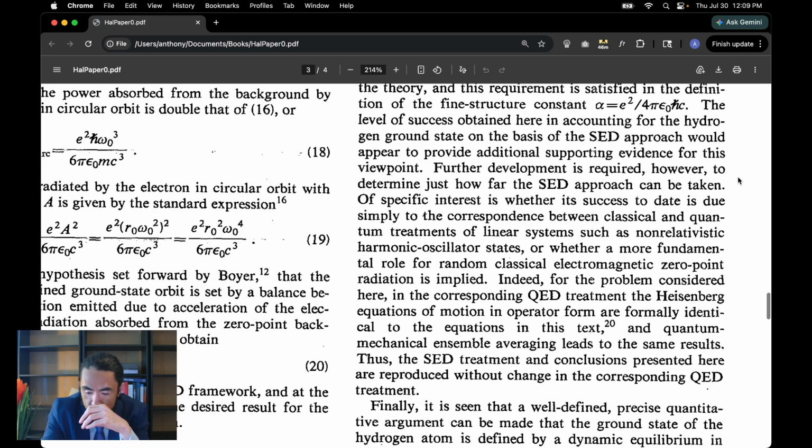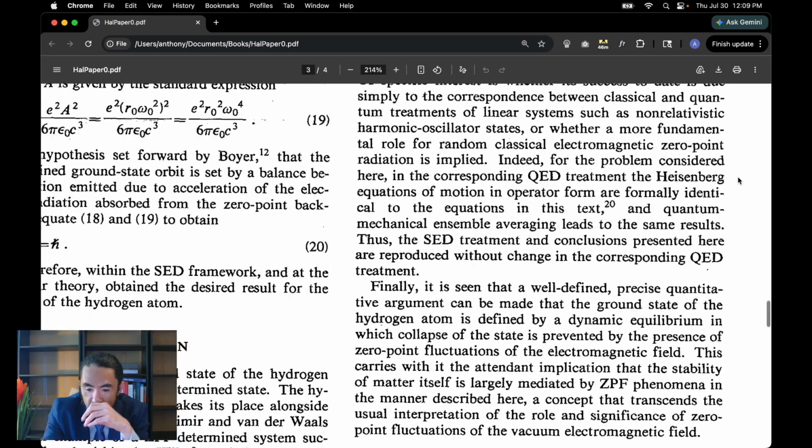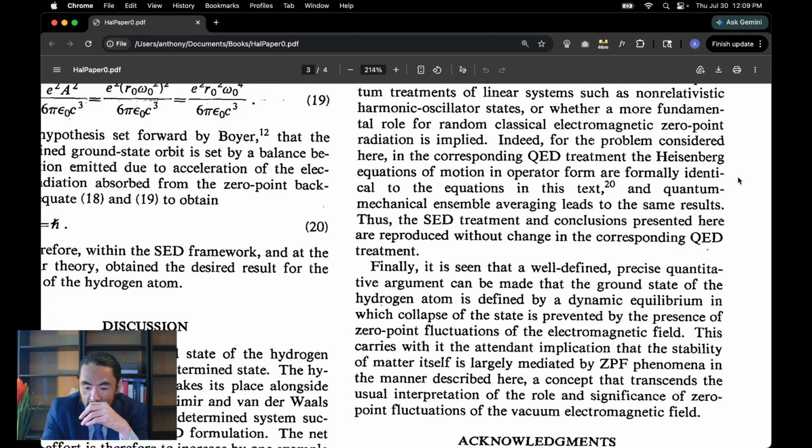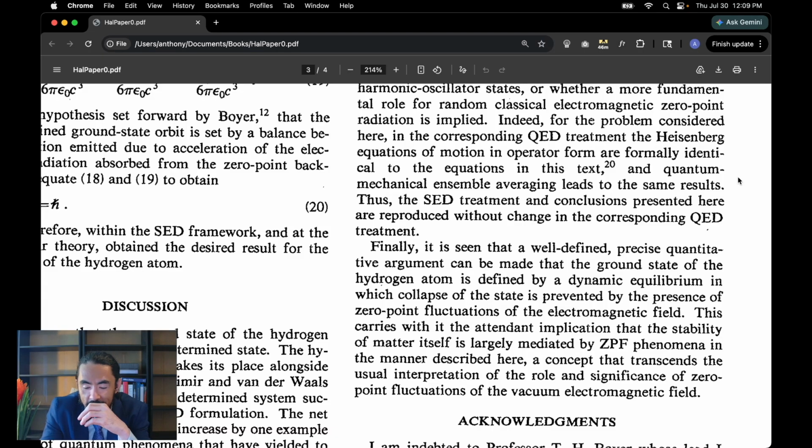That seems like there could be some heavy lifting calculations to verify that. Thus, the SED treatment and conclusions presented here are reproduced without change in the corresponding QED treatment. Finally, it is seen that a well-defined precise quantitative argument can be made that the ground state of the hydrogen atom is defined by a dynamic equilibrium in which collapse of the state is prevented by the presence of 0-point fluctuations of the electromagnetic field.